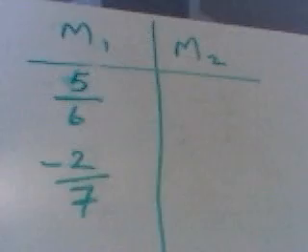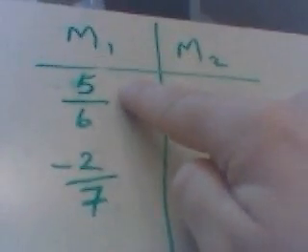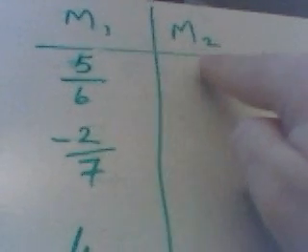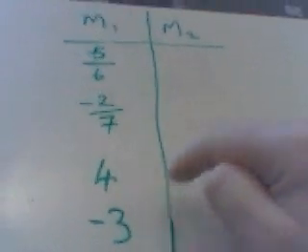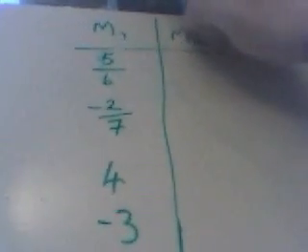Following on from perpendicular lines 1, I'm just going to ask you to work out the gradient of the line that is perpendicular to each of these gradients. So the first one is 5/6, so I need to find out what would be the perpendicular gradient to that. -2/7, 4, and -3. So if you press pause and have a go at those.